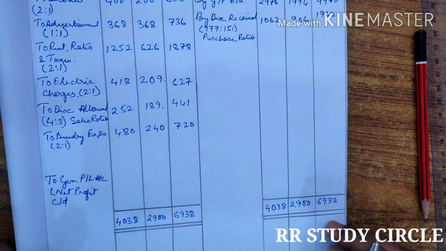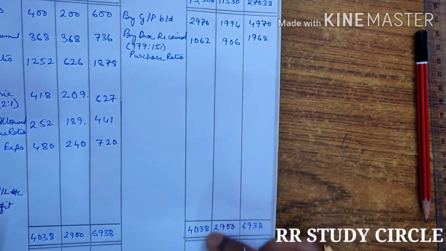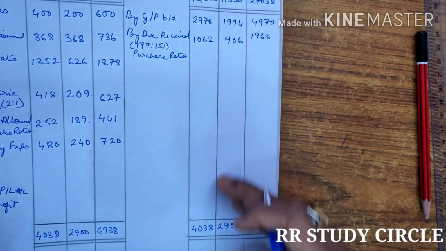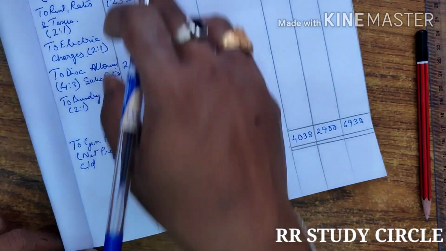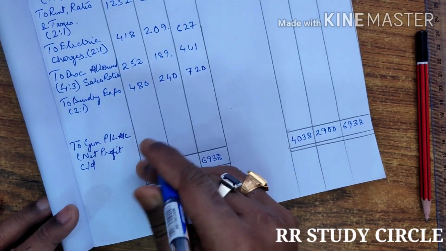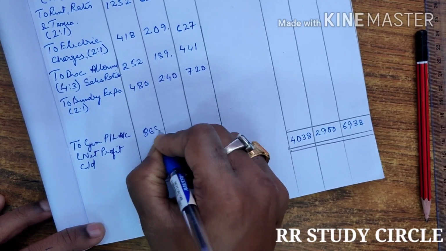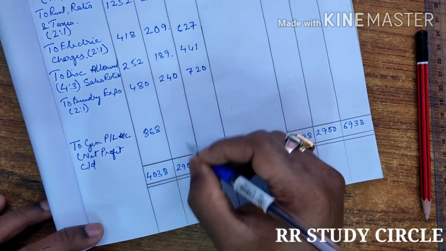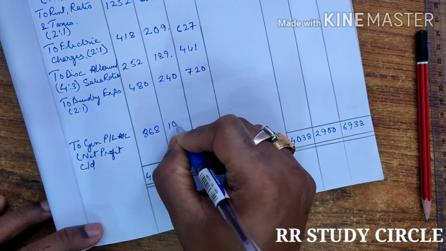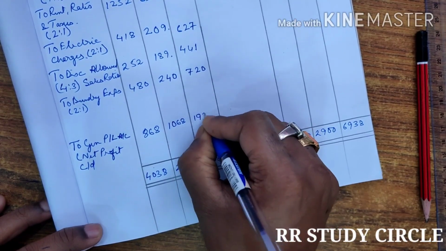Now we will have to find out the net profit. As you can see, the total of the credit side is bigger than the debit side. So the credit side has to be totaled and the debit side deducted from it. After calculating, it comes to rupees 868, 1068, total 1936.